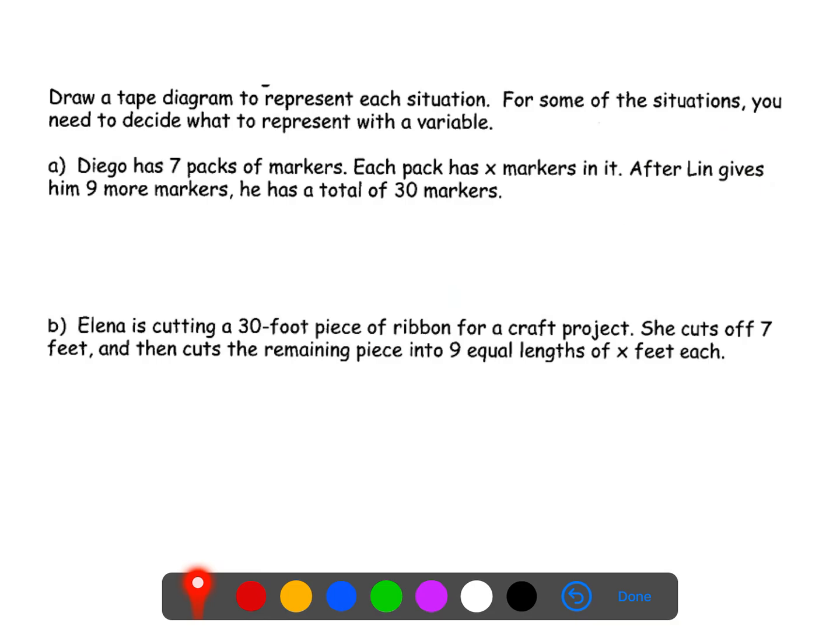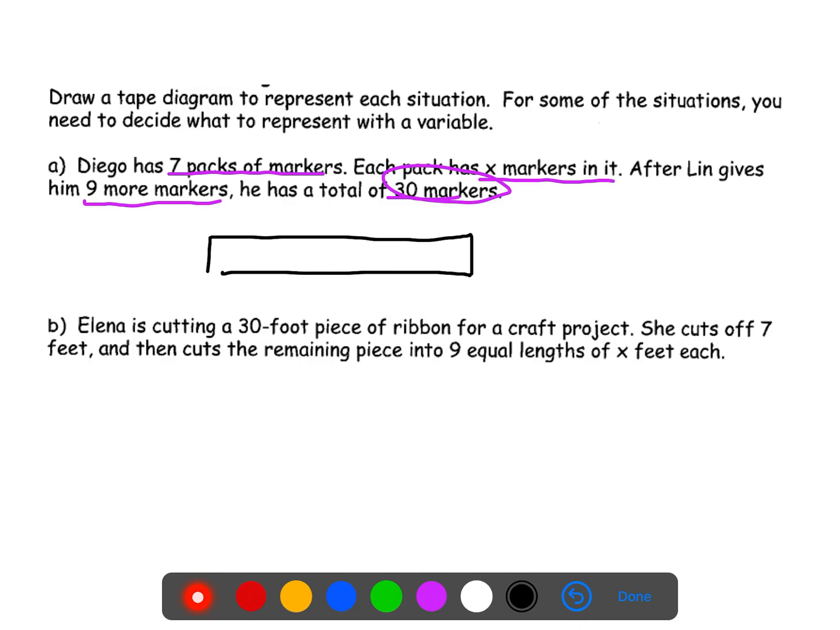The first one says, and we'll underline the key information as we go here, Diego has 7 packs of markers. Each pack has X markers in it. After Lynn gives him 9 more markers, he has a total of 30 markers. So our tape diagrams follow a lot of the same ideas here. I always start them the same way and just draw that tape. The first thing I want to do to start is find the total if we're given that information. And we're told he has 30 markers.